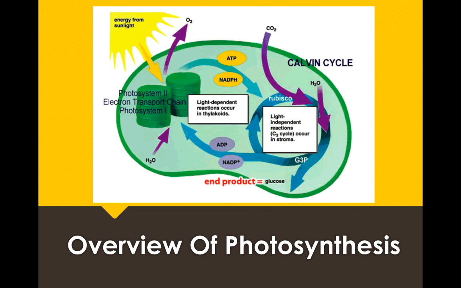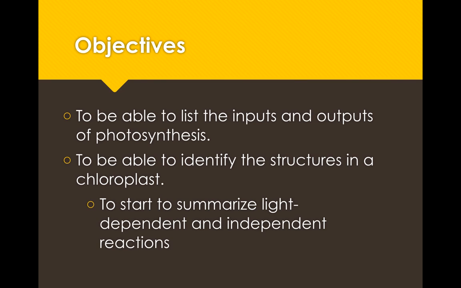In note 7.2 and then in 7.3, we're going to overview photosynthesis. The objectives for right now are to be able to list the inputs and outputs of photosynthesis, to be able to identify the structures in a chloroplast, and to start to summarize light-dependent and independent reactions.